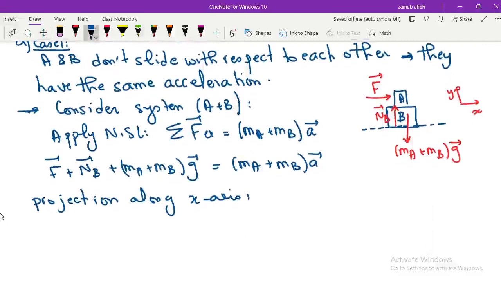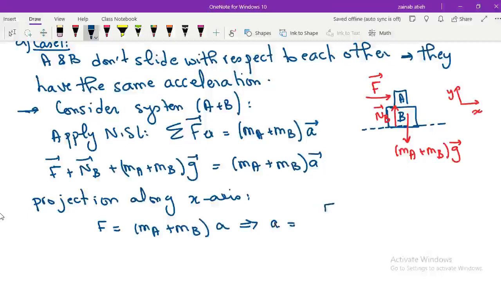So what do I have on A? I have F, there is only F along the x-axis, equals (MA plus MB) A. So everything on the x-axis equals (MA plus MB) A. What's on the y-axis equals 0, which is NB minus (MA plus MB) G equals 0. I won't write it because I'm not searching for it. So I'm searching for A.